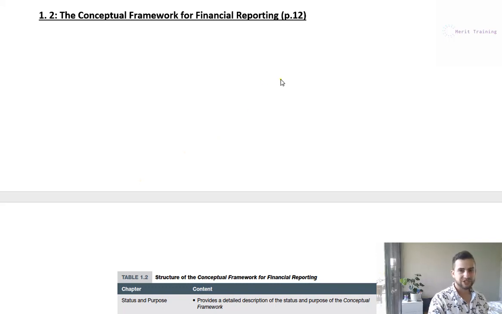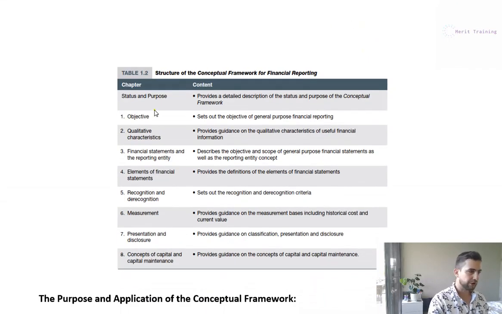So let's talk about the conceptual framework next for financial reporting. This is the structure of the conceptual framework for financial reporting. Number 1, objective. It sets out the objective of general purpose financial reporting. Number 2, qualitative characteristics. It provides guidance on the qualitative characteristics of useful financial information.